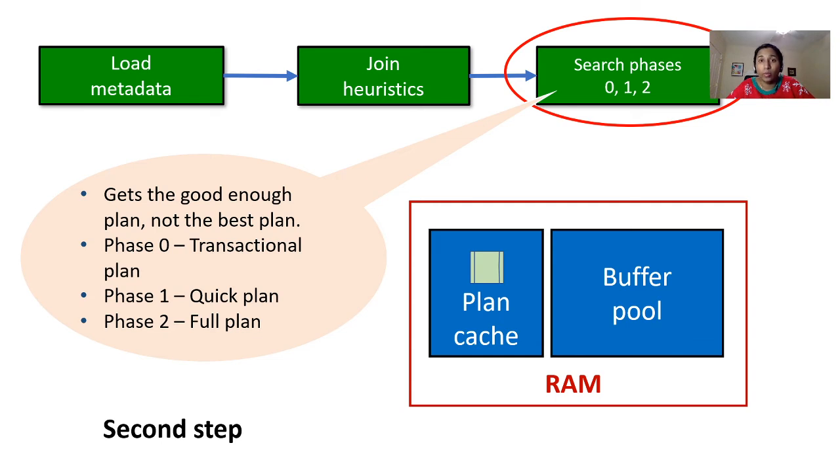the optimizer has to go ahead and grab the good enough plan from these 3 phases: phase 0, phase 1 and phase 2. Once it finds the good enough plan from these 3 phases, it will update that plan inside our plan cache, and finally it will put a hash on it, and then our query will be sent to the third step of the storage engine. Before going into the third step of the storage engine, let's see what these search phases are.